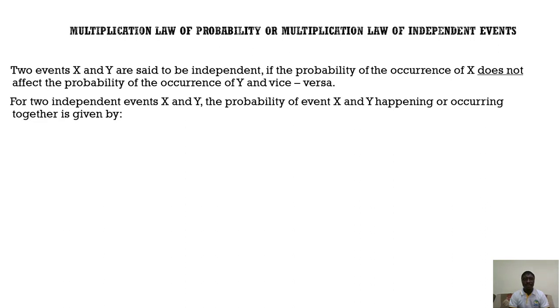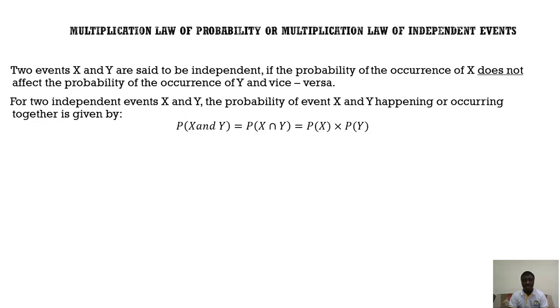Now, for two independent events, X and Y, the probability of event X and Y happening or occurring together is given by the formula: probability of X and Y is equal to probability of X intersection Y, equal to probability of X times probability of Y. So make sure that you put this formula in your head, okay? Try to remember this formula all the time.